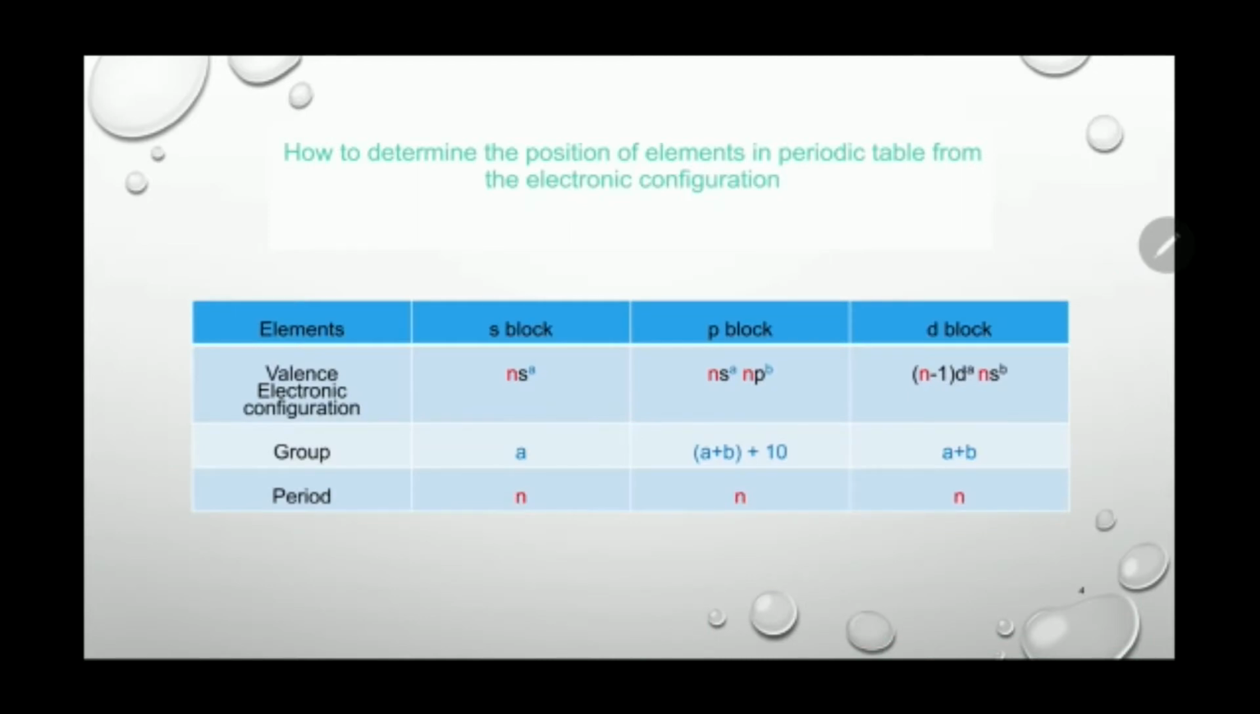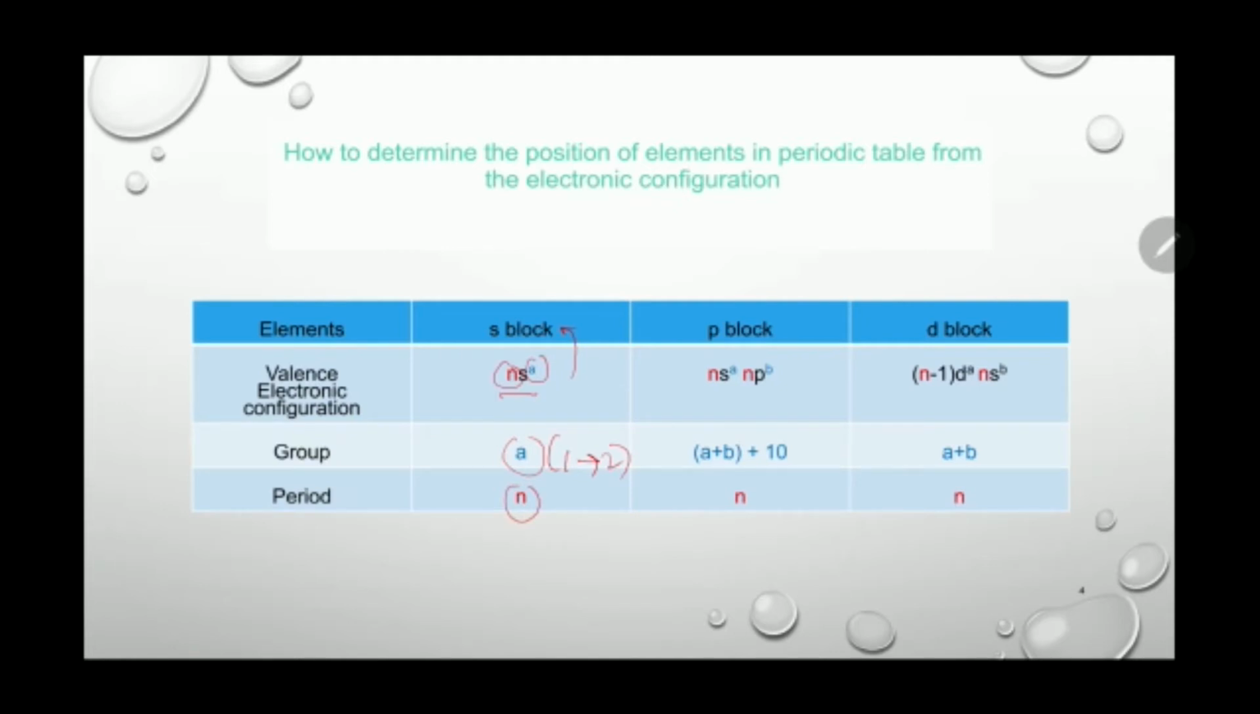We can determine the positions of elements using electronic configurations. For example, for the S block, if the valence electronic configuration is ns, it refers to the S block. So the number of electrons, a, gives you the group, which is group 1 or group 2. And from the same electronic configuration, we can also solve for the period. The period for this should be period n.